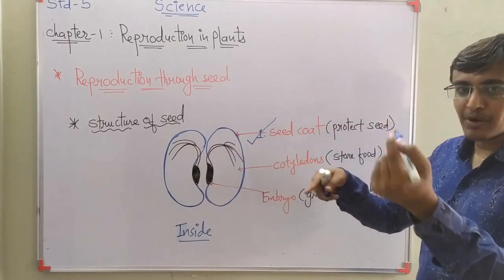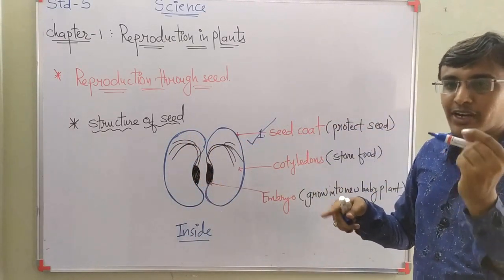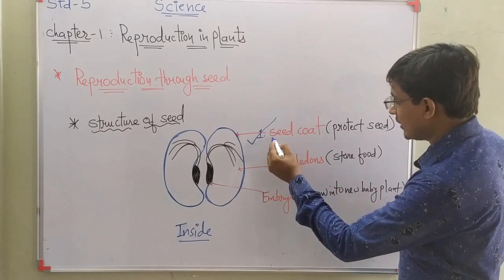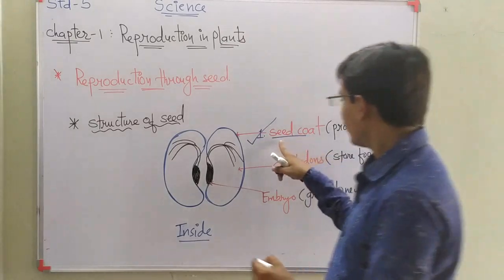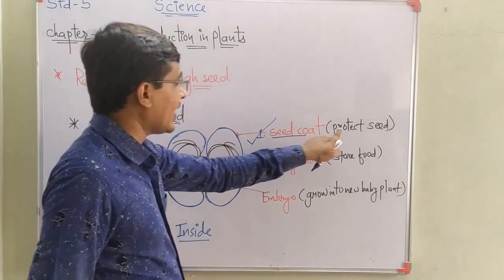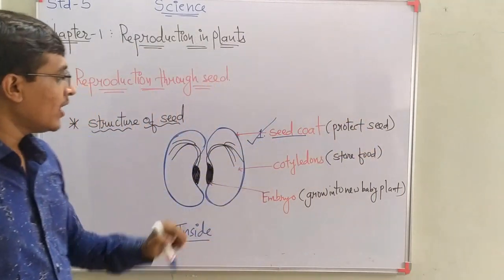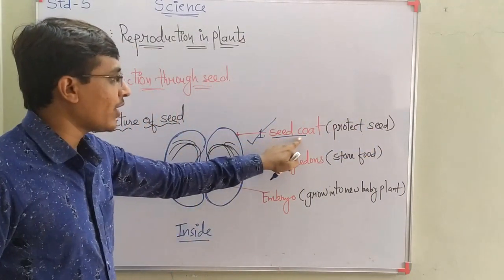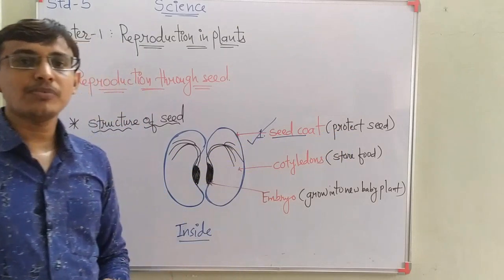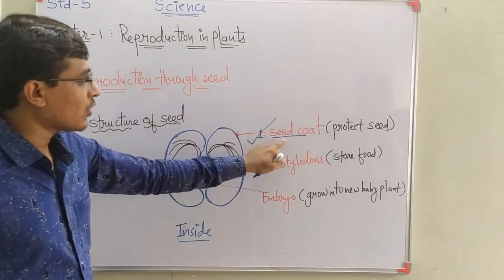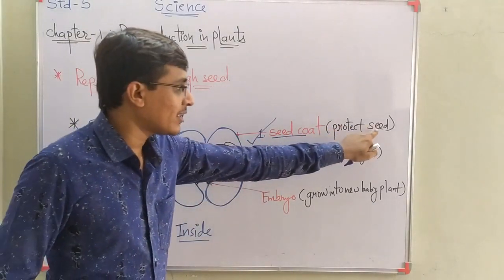The seed has an extremely thin protective layer on the outside. What is it called? Seed coat. What is the function of the seed coat? It helps to protect the seed. If the seed coat were not present, then what would happen? The seed would rupture. So the seed coat is very important. It protects the seeds.